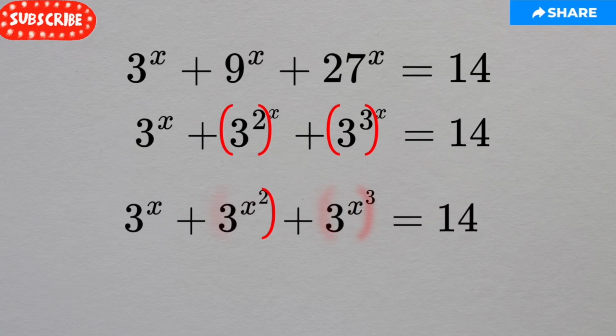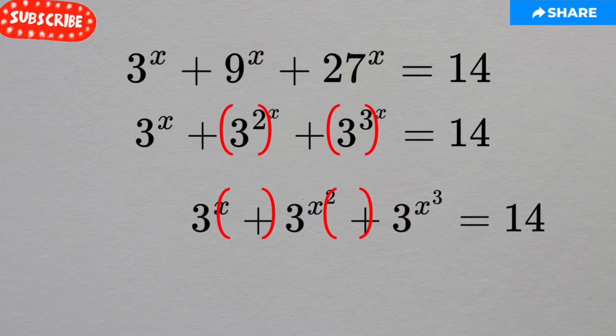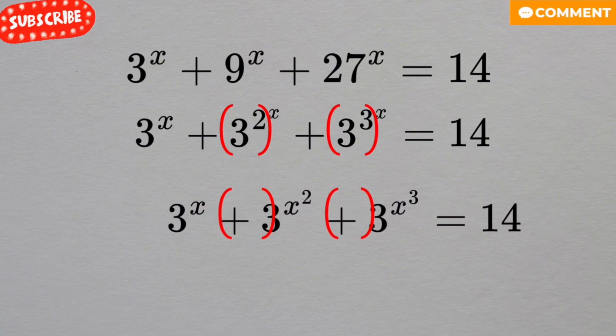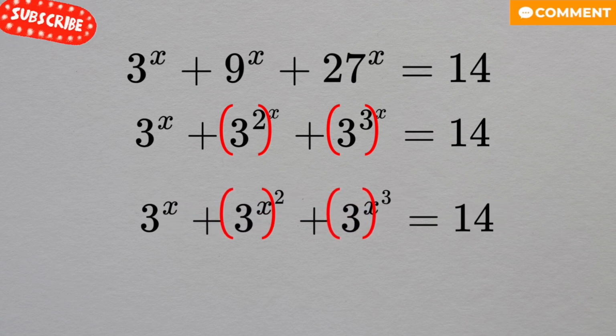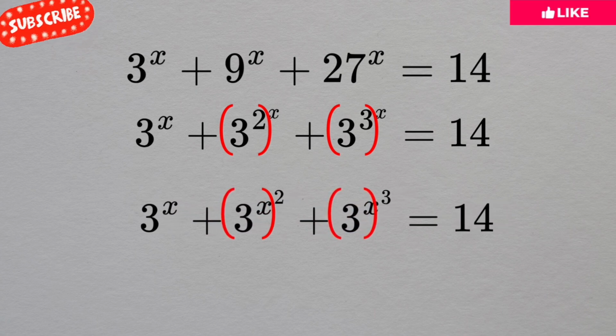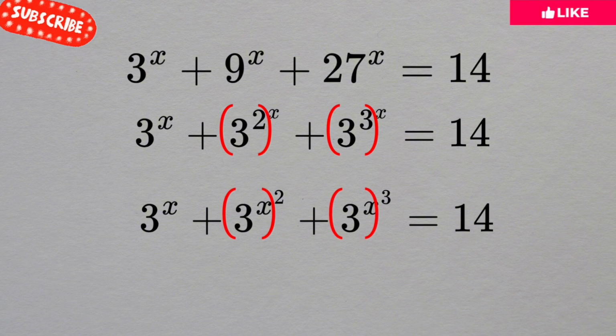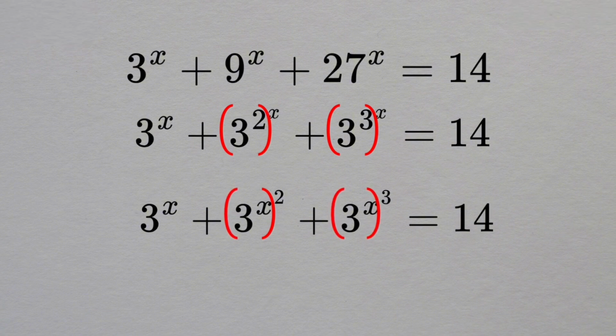We are together with a good Olympic question. Solve 3 to the x plus 9 to the x plus 27 to the x is equal to 14. Now here, given the different powers of 3, let's try to write them all in base 3, using the properties of exponential numbers. By replacing the exponential powers with a variable, let's try to get a different equation.